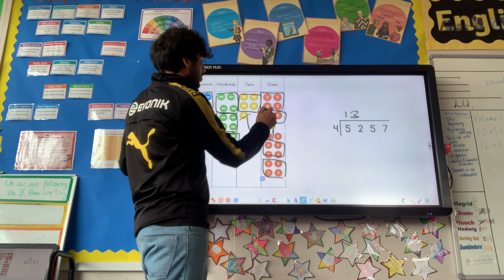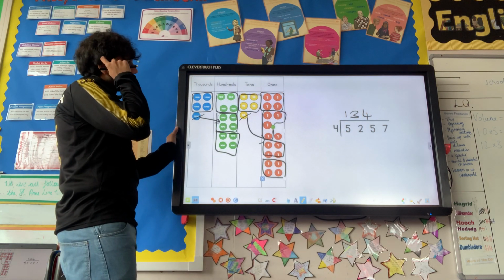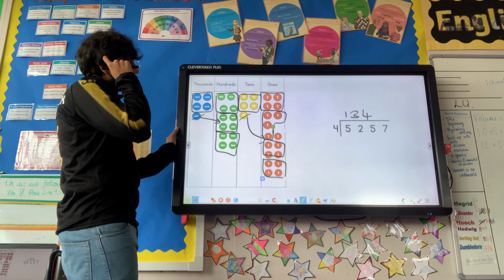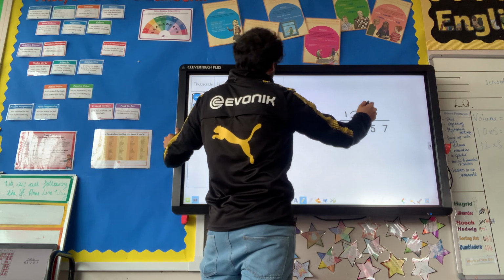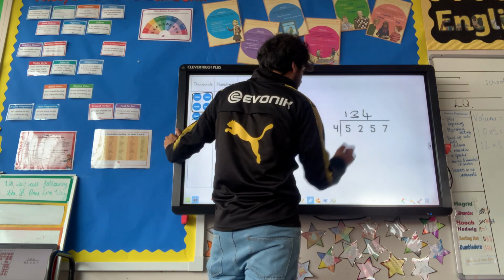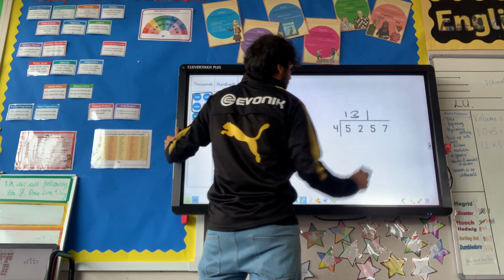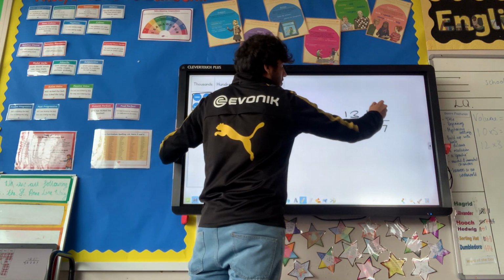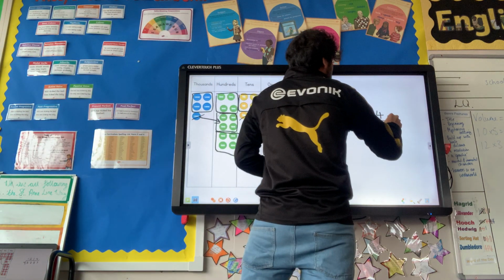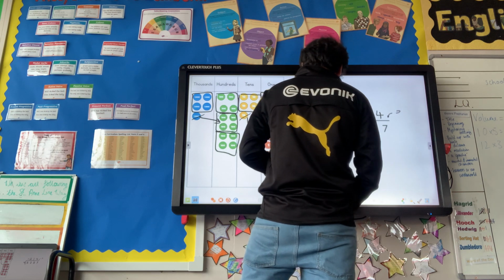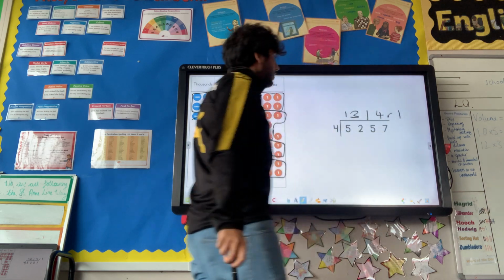So we've got 1, 2, 3, 4 groups, but it's on our last column. What can you notice there? I didn't put that one there. No, sorry, my bad. For the tens, one there. Now we've got 4 groups of ones, but there's one left over. So when we're doing short division, we can just say that it's remainder 1. Leftover is 1. Okay?